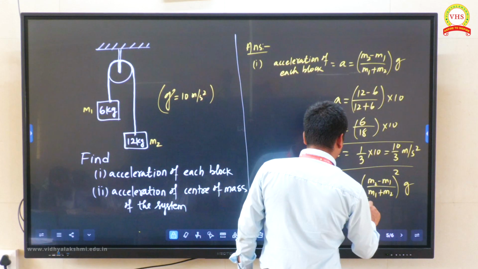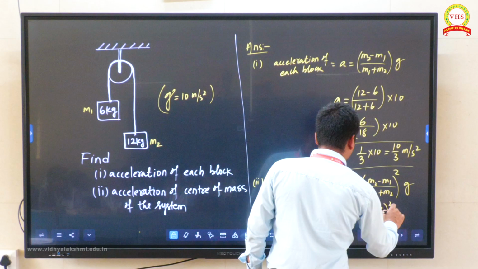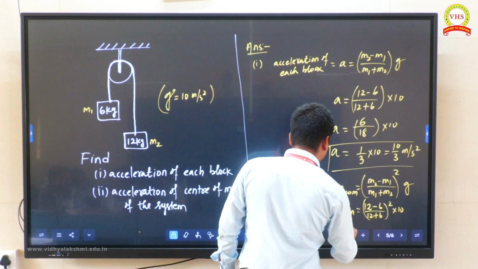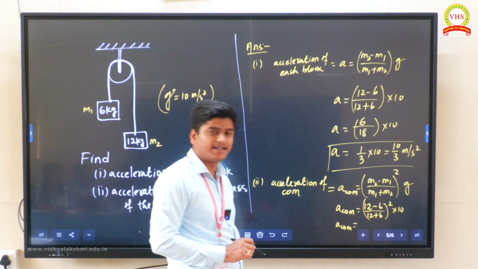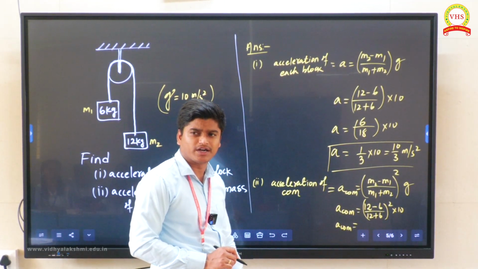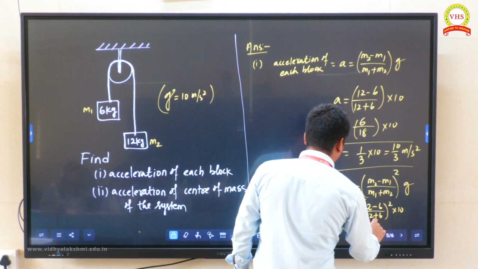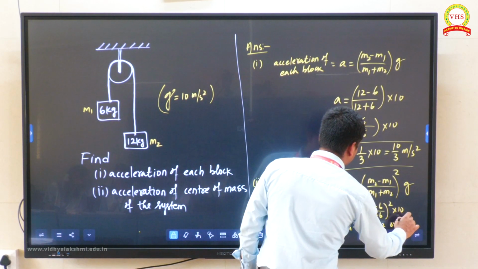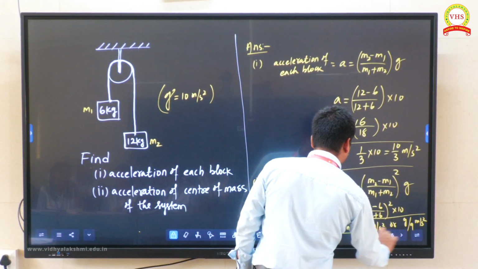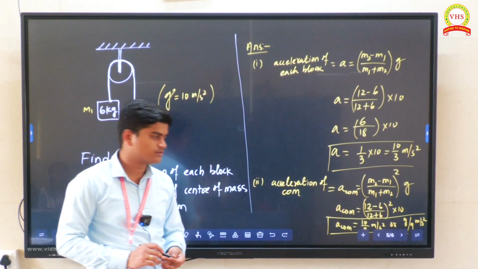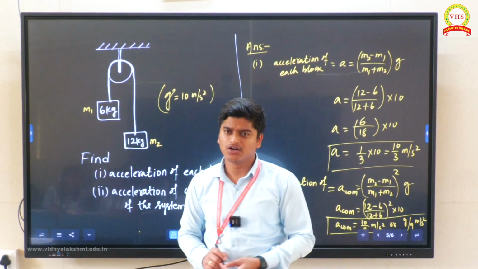So 12 minus 6 by 12 plus 6 whole square into 10. What is 12 minus 6? 6 by 18. 6 by 18 is 1 by 3. 1 by 3 square is 1 by 9. So directly I'll write 10 by 9 meter by second square. Or sometimes you can write g by 9 meter by second square. Anything you can write. Clear or not?